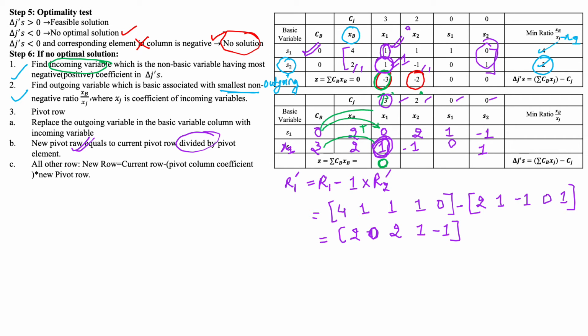Again same thing I will do. 0 into 2 is 0, 3 into minus 1 is minus 3, minus cj is minus 2. So the new element is minus 5. Then again 0 into 1 is 0, 3 into 0 is 0, minus 0 is again 0. Similarly 0 into minus 1 is 0. Then 3 into 1 is 3 and minus 0. So this value will be 3.